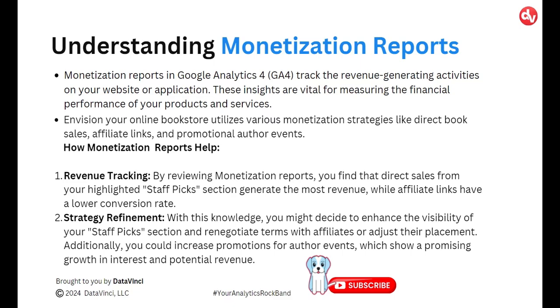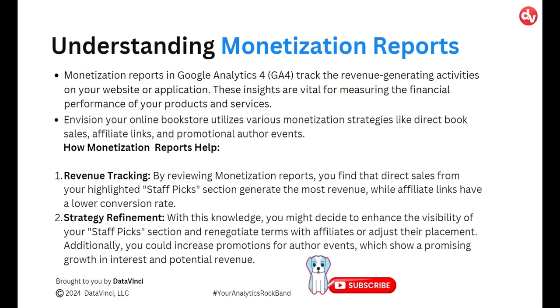Now, envision your online bookstore utilizes various monetization strategies like direct book sales, affiliate links, and promotional author events. So how will monetization reports help? So it will help you in revenue tracking. That is, by reviewing the monetization reports, you can find out that direct sales from your highlighted staff picks section generate the most revenue, while affiliate links have a lower conversion rate. So with the help of this knowledge, you can refine your strategy.